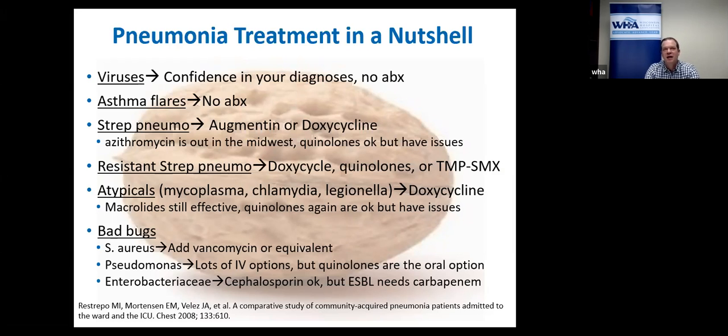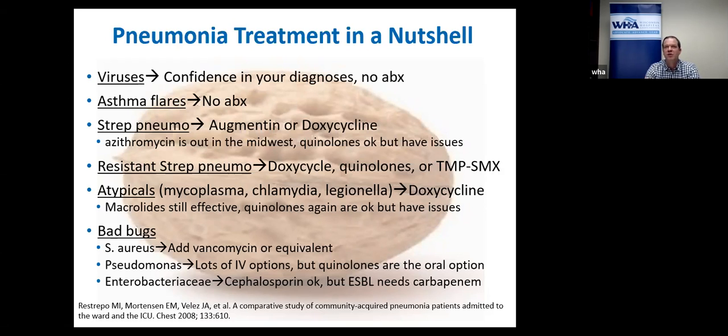For strep pneumo in the Midwest, Augmentin absolutely works. Doxycycline absolutely works. And so our resistance rates of strep pneumo for the beta-lactams and for doxycycline are actually quite low. Azithromycin does not work. Azithromycin resistance, or strep resistance to azithromycin, is now greater than 50%. It is a dead drug for strep pneumo in the Midwest.